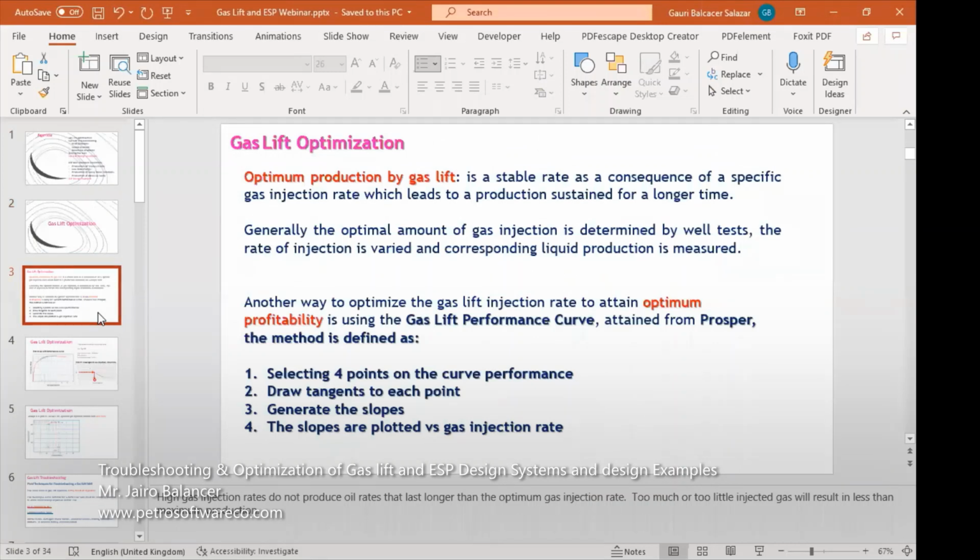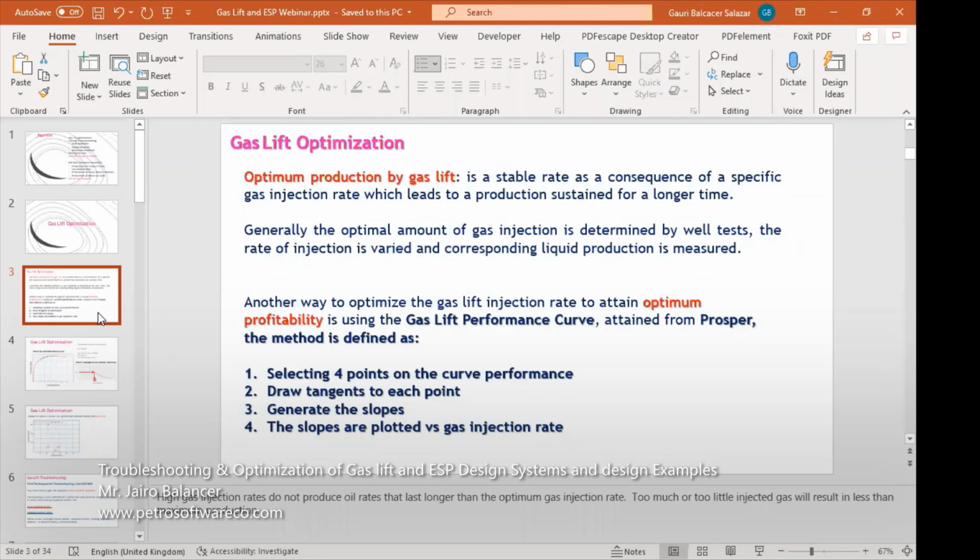First, we need to define what the optimum production by gas lift is. It is basically a stable rate, attained by a specific gas injection rate, leading to a sustained production for a long time. It means we can have different volumes of gas, but if they are not optimum, you will not get a sustained production for a long time. So that's defined as optimum.